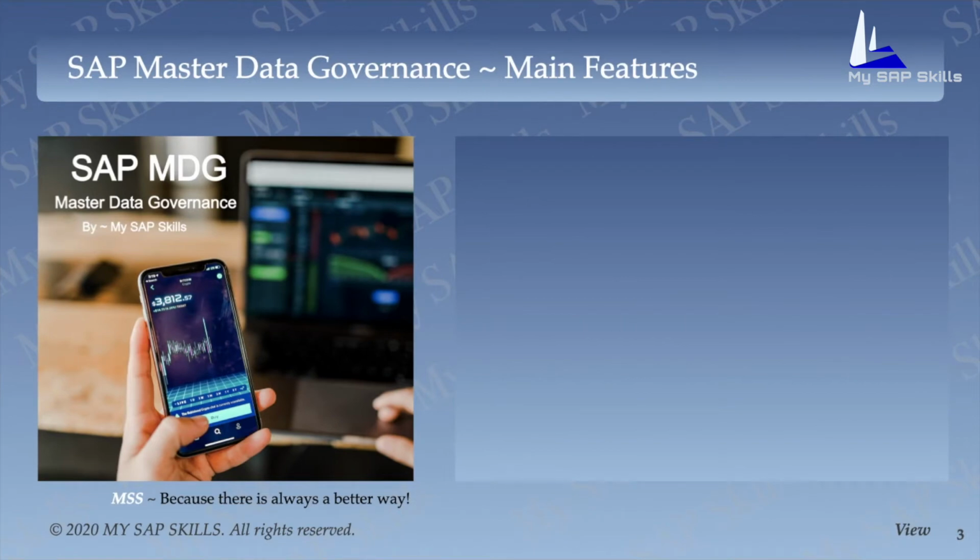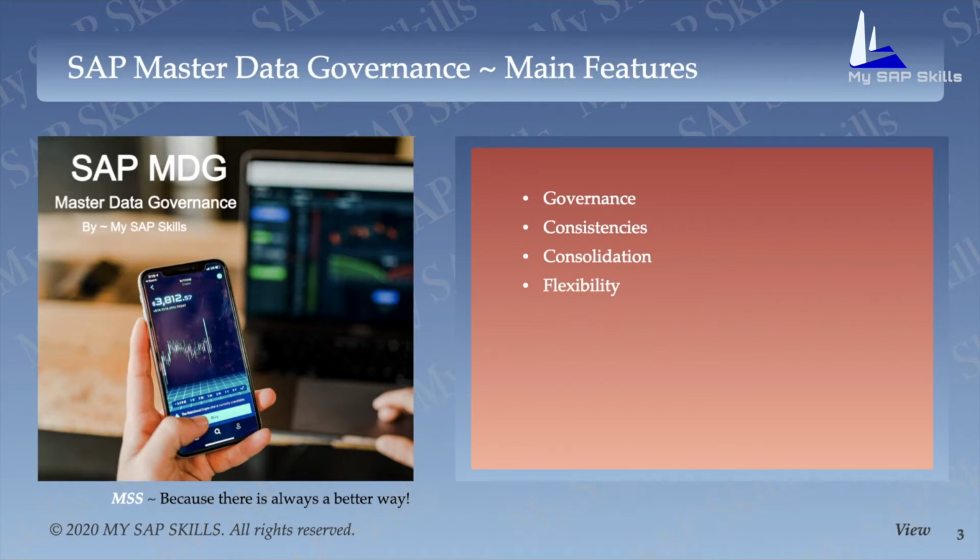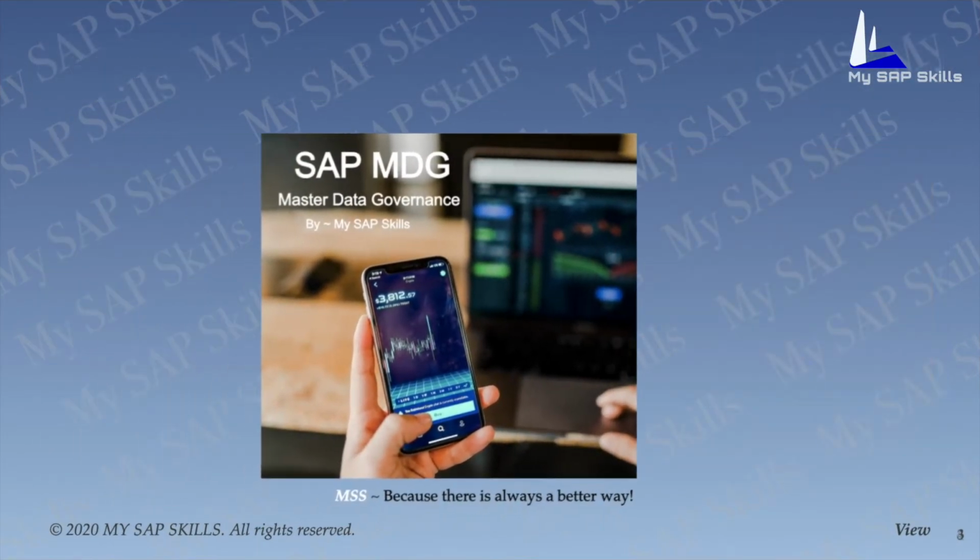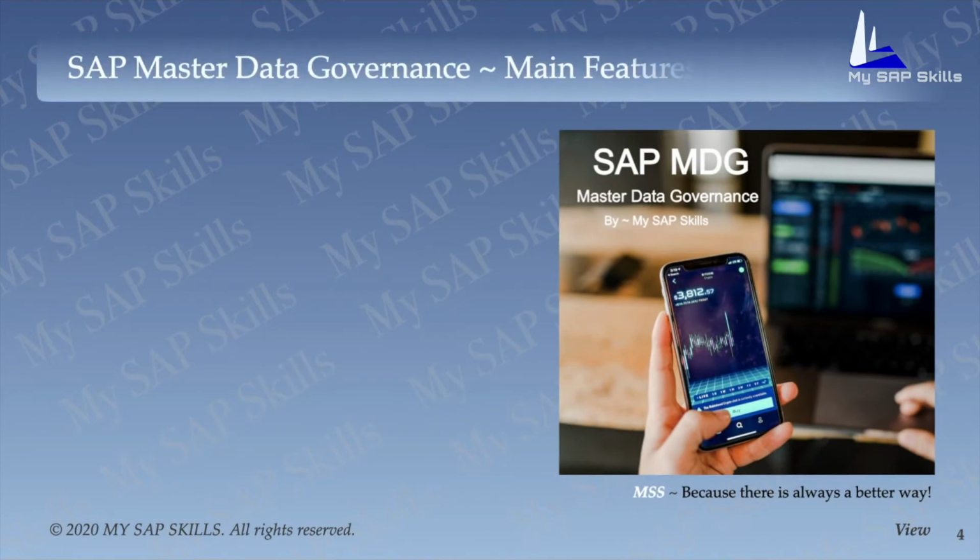Let's start with the main features of SAP Master Data Governance and understand how it is beneficial for any business organization. SAP MDG has the following key features: governance, consistency, consolidation, flexibility, data quality, data replication, integration, reusability and extensibility. Let's understand all these features one by one. The first key feature of SAP MDG is governance itself.